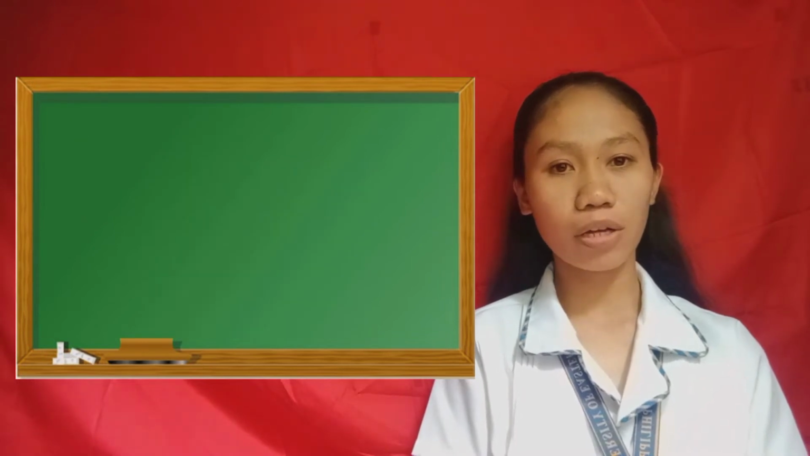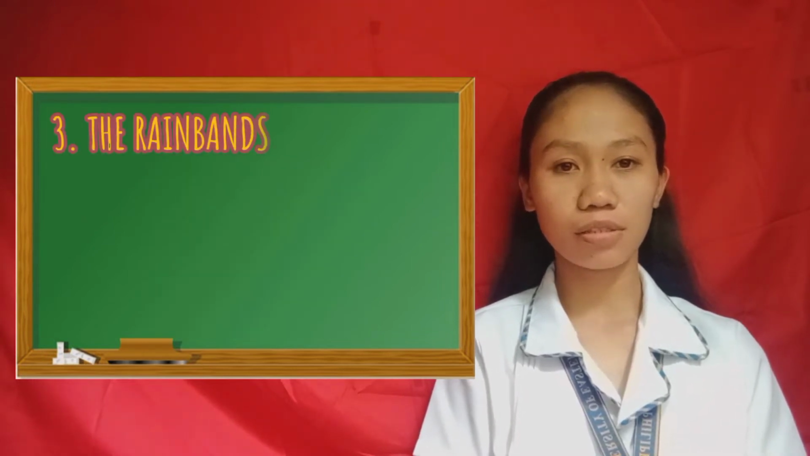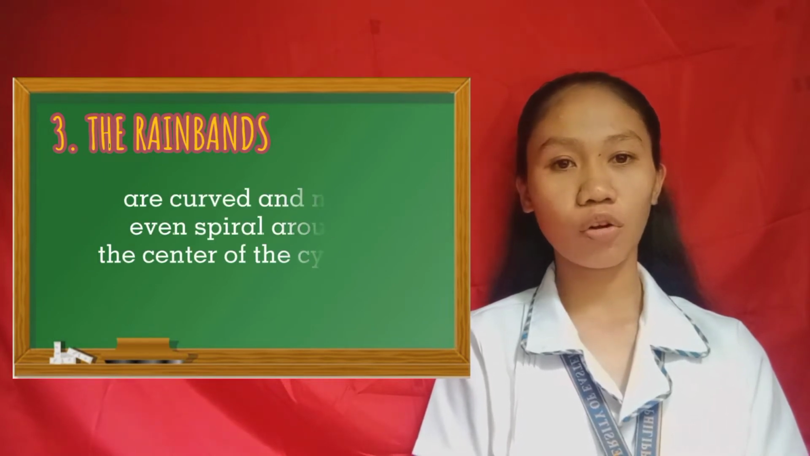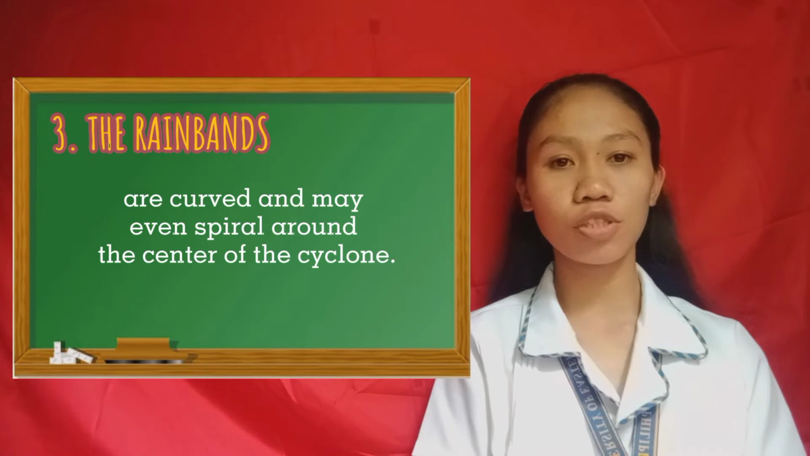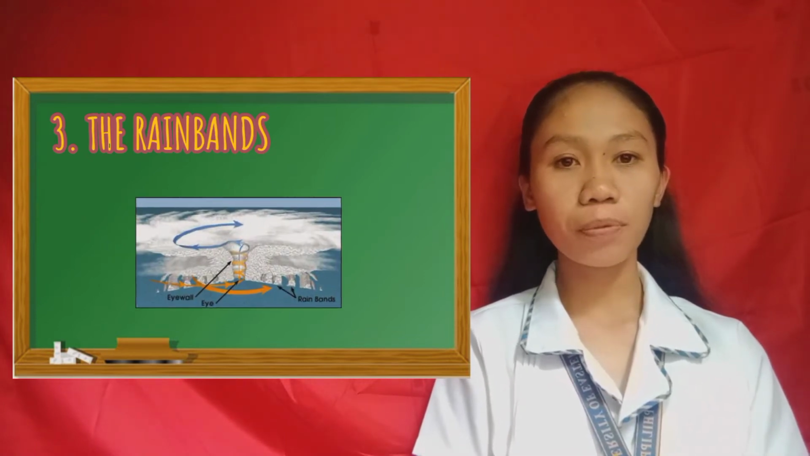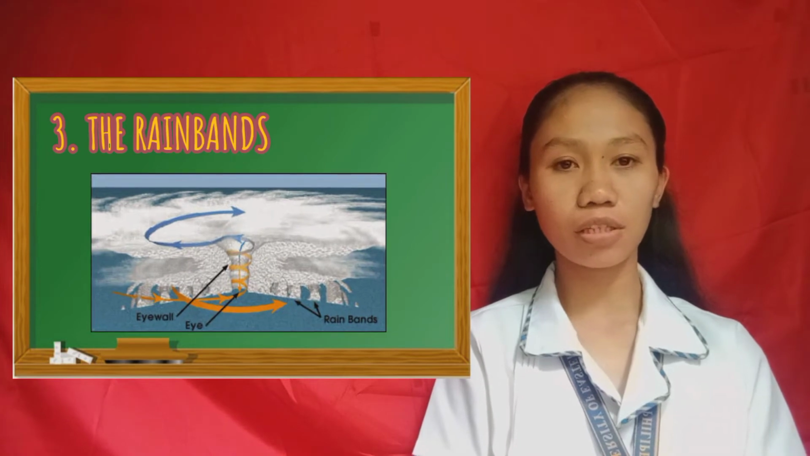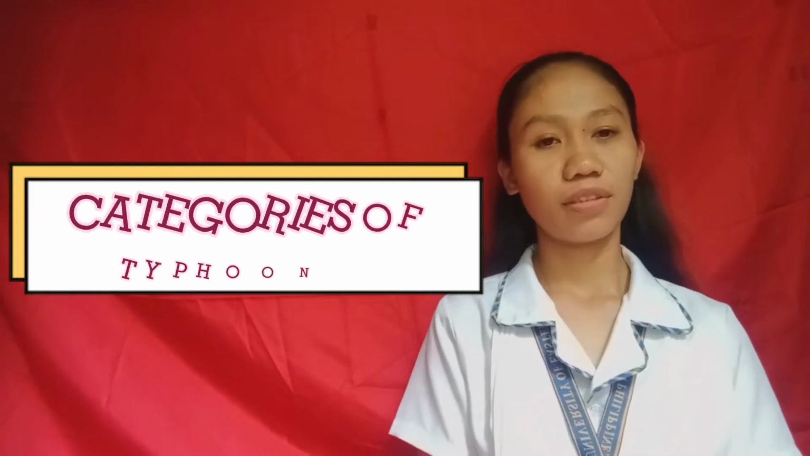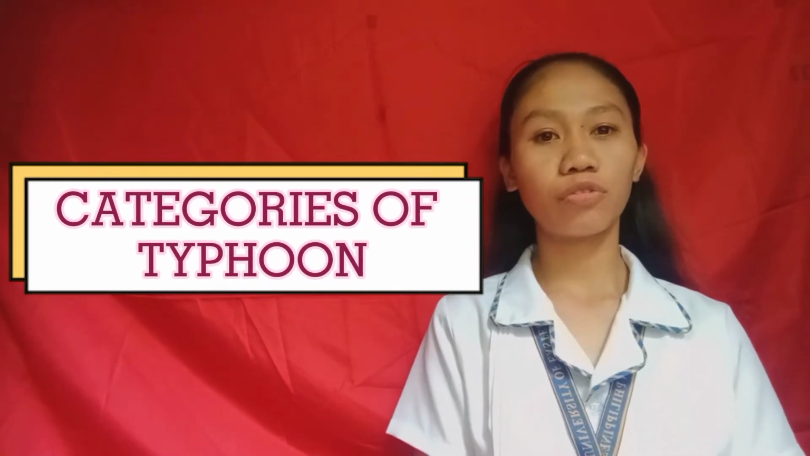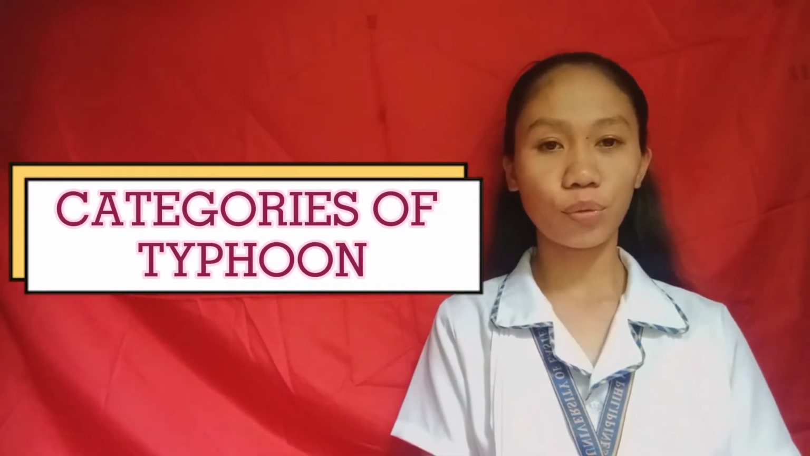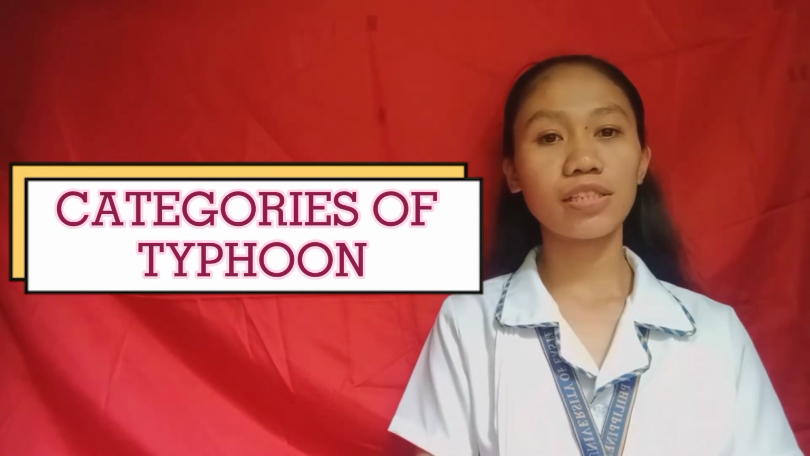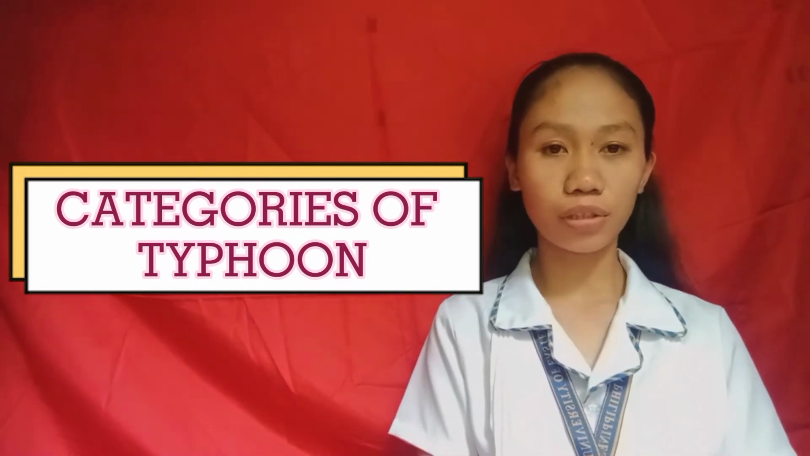And the last one is the rain bands. Rain bands in a tropical cyclone are curved and may even spiral around the center of the cyclone. Tropical cyclone rain bands include rain showers and thunderstorms. Now that you already know what is typhoon and the main structure of typhoon, let us now proceed to the categories of typhoon.